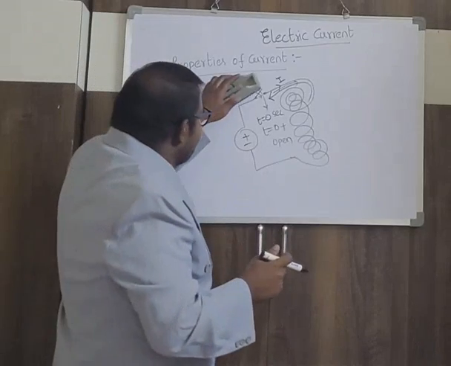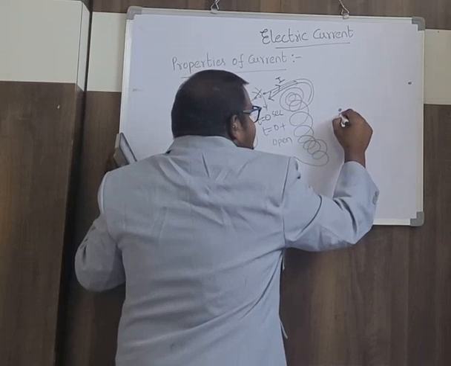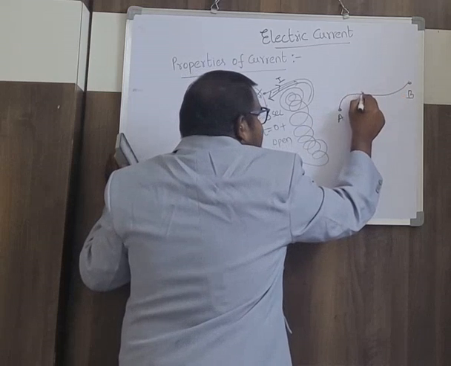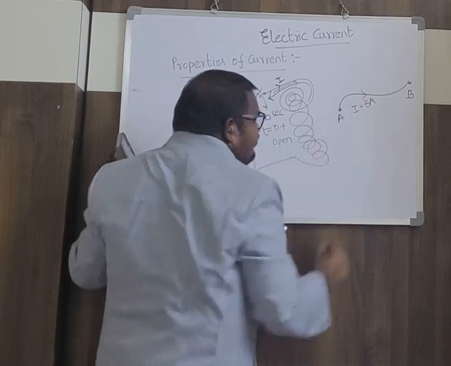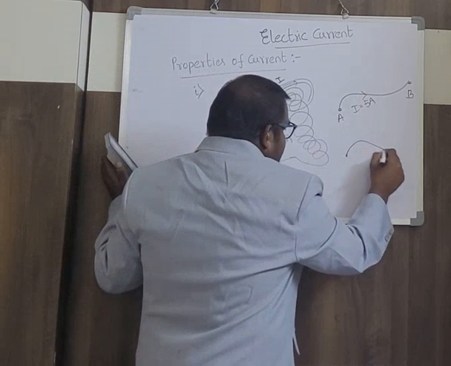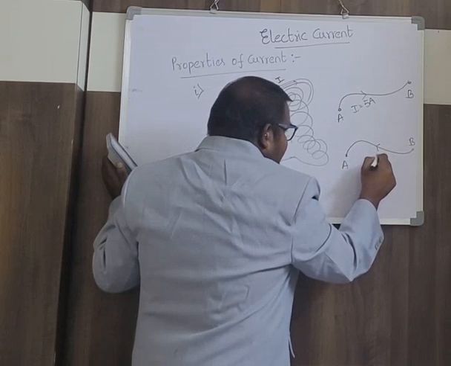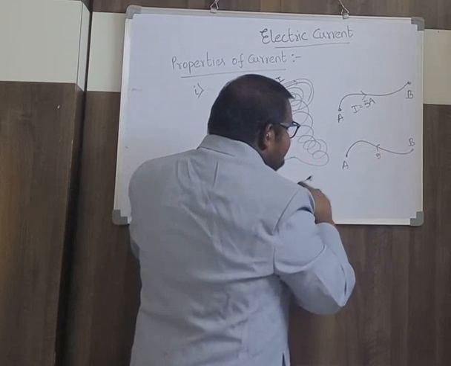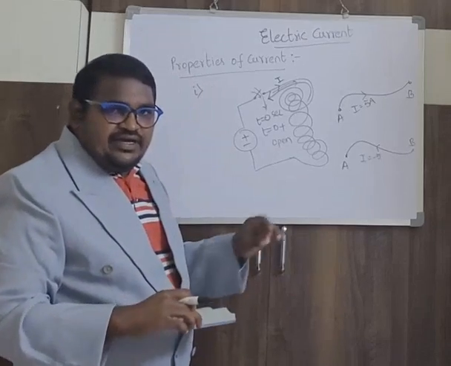That means if, between A and B, the current flows like this, 5 amperes, I is equal to 5 amperes. Just let me assume, if this is B and A and the current is 5 amperes, then I used to write this as I is equal to minus 5 amperes.